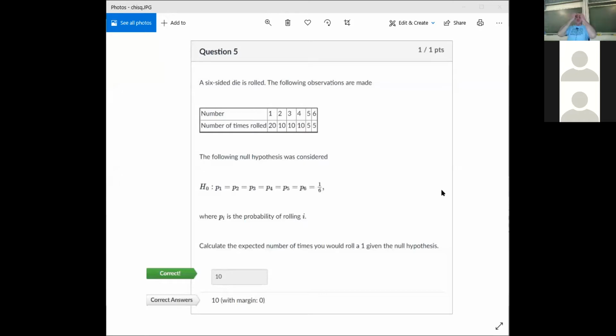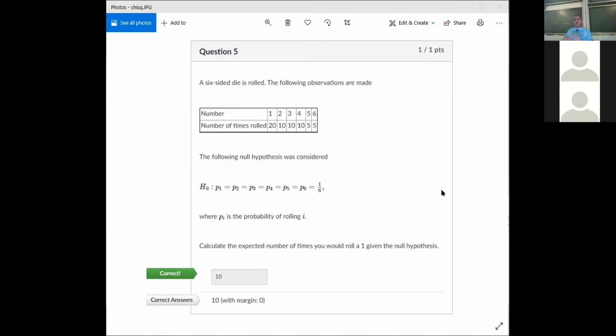All right, so this is a chi-squared test for goodness of fit. So I will talk a little bit about that. But first let me read it. A 6-sided die is rolled, the following observations are made. The following null hypothesis was considered, where p_i is the probability of rolling the number i. Calculate the expected number of times you would roll a 1 given the null hypothesis.